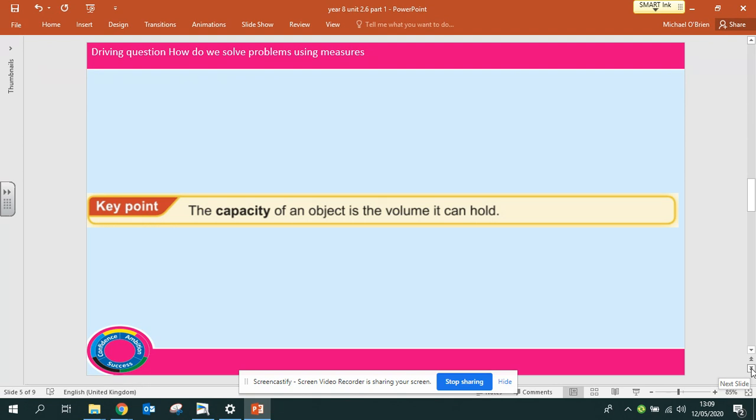Okay, another definition you might want to write down. Capacity of an object is the volume it can hold. So the bigger the object, the bigger its capacity, the more it can hold. So capacity, as I said, is another word that's sometimes used instead of volume, which we spoke about before briefly.